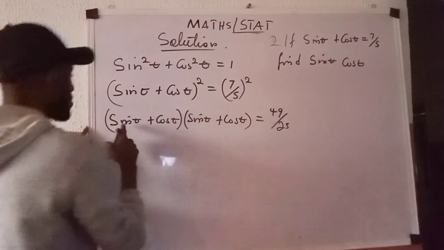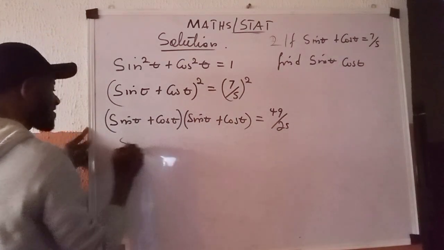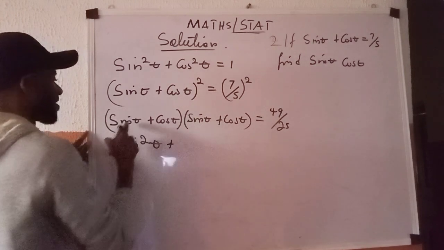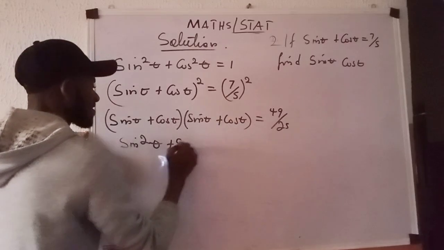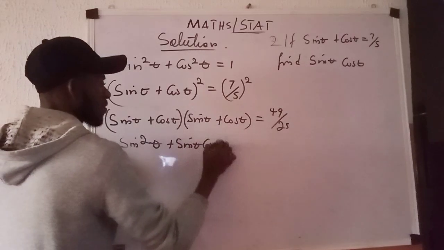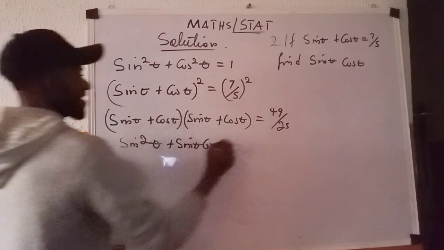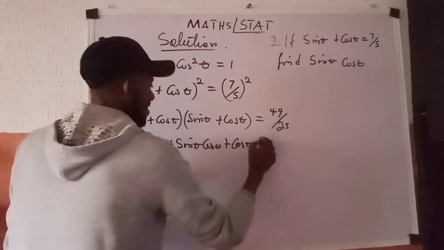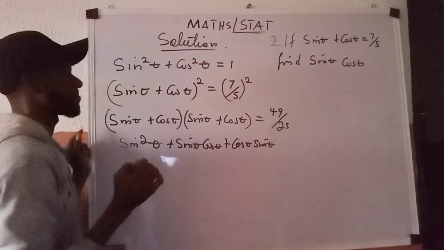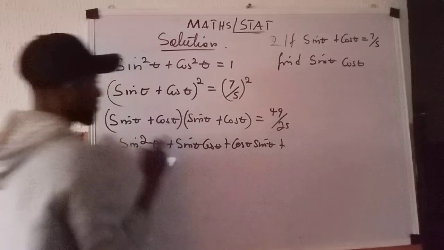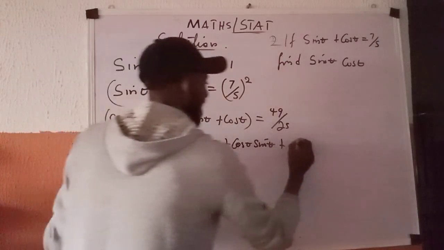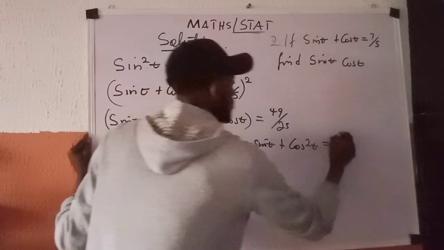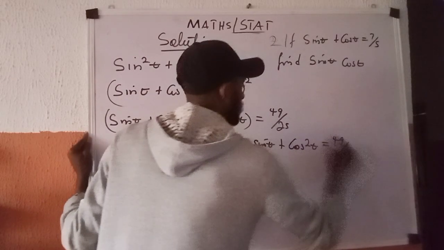And what I have here becomes, when sine theta is multiplied by sine theta, I have sine squared theta. The sign here is what? Plus. When sine theta goes into this, I have sine theta cos theta. The sign here is what? Plus. When this cos theta is multiplied by this, I have cos theta sine theta. The sign here is plus. When this cos theta is multiplied by this cos theta, I have cos squared theta. We are told that this thing is equal to what? 49 all over 25.